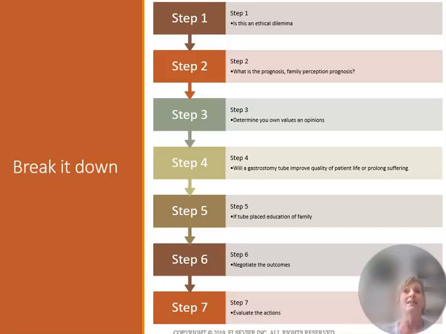The family may think that the patient's going to completely recover. So we need to make sure everybody's on the same playing field. And then determine your own values on this. What would you do if it was a family member of yours or yourself? And then, will a gastrostomy tube improve the quality of the patient's life or prolong suffering? Which one will it do? It's based on your patient's wishes, your patient's autonomy.